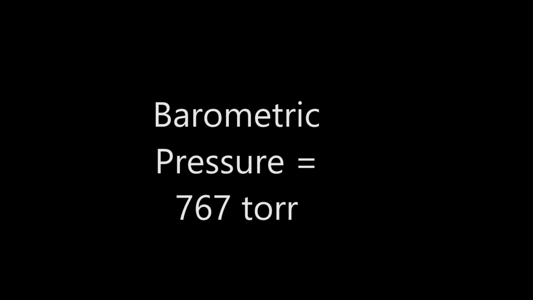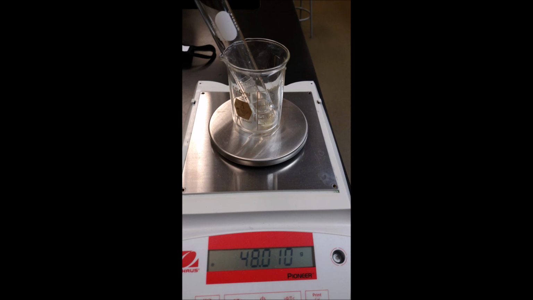The barometric pressure in the room was measured at 767 torr. Our final measurement is the measurement of the generator after the reaction. Notice the mass has gone down from where the original measurement was because of the loss of carbon dioxide.